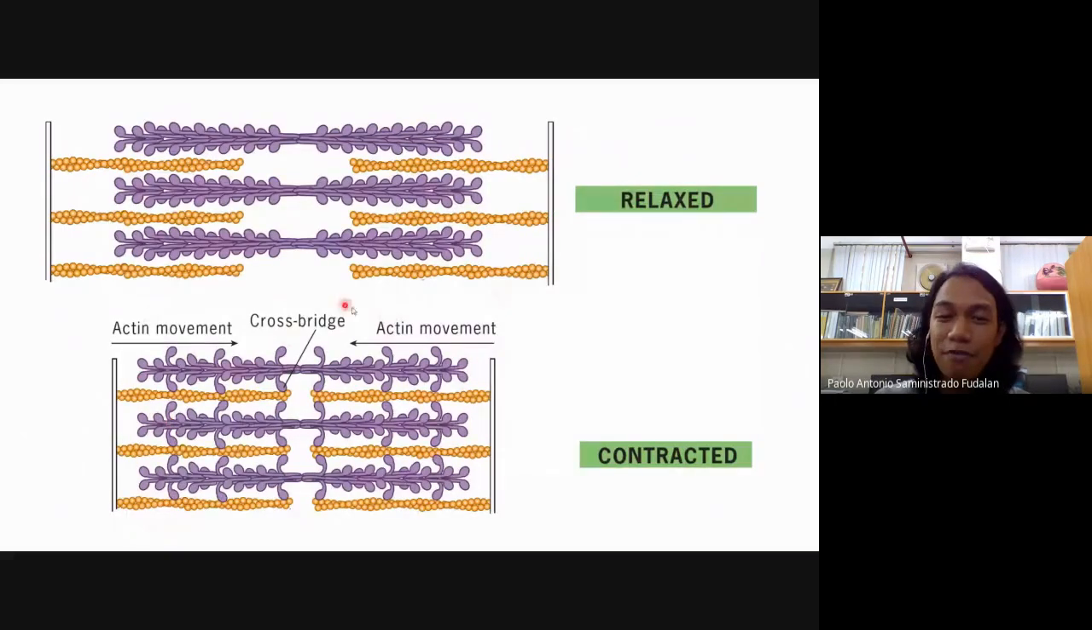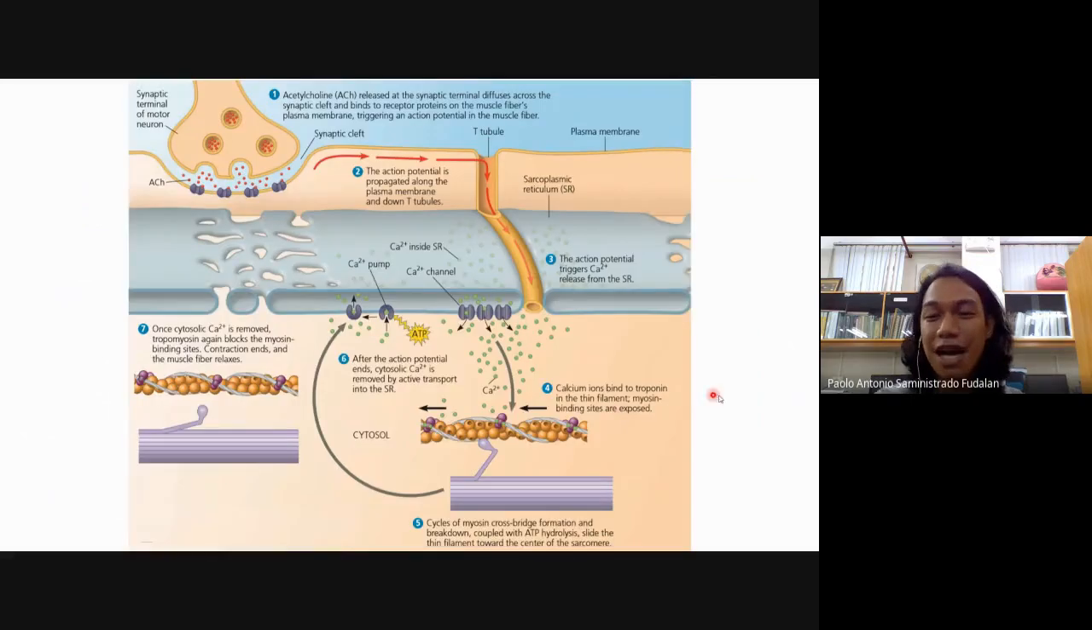With the help of ATP and the formation of a cross bridge between the myosin 2 and the actin, your muscle sarcomere can actually contract. And if many of them contract all together, your muscle will also contract. Okay, so that's the mechanism. Lastly, before we end, can anyone explain what's happening in this illustration?